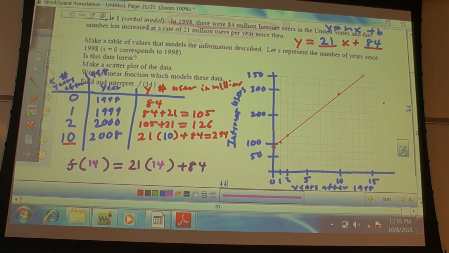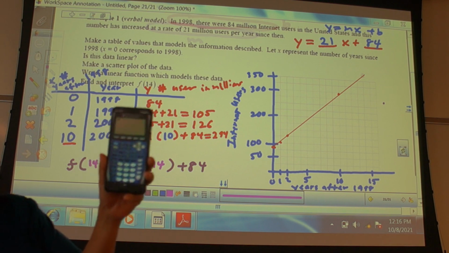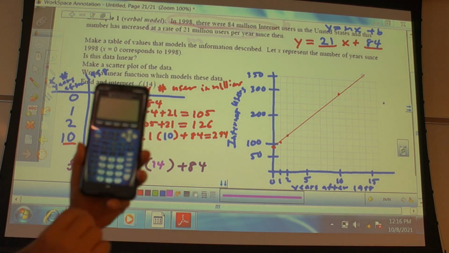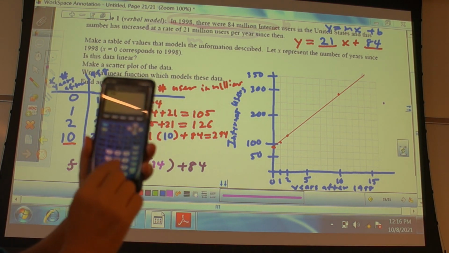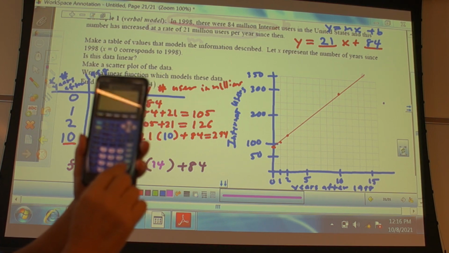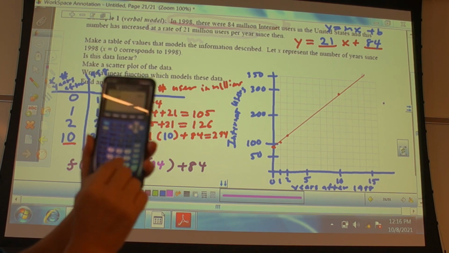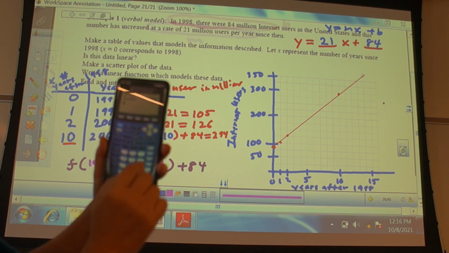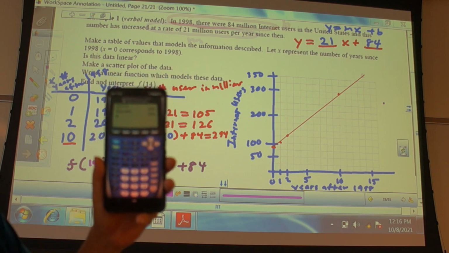Literally get out your calculator. So I'm going to do 21 times 14, enter, and then I'm going to add my initial amount, 84. I get 378.